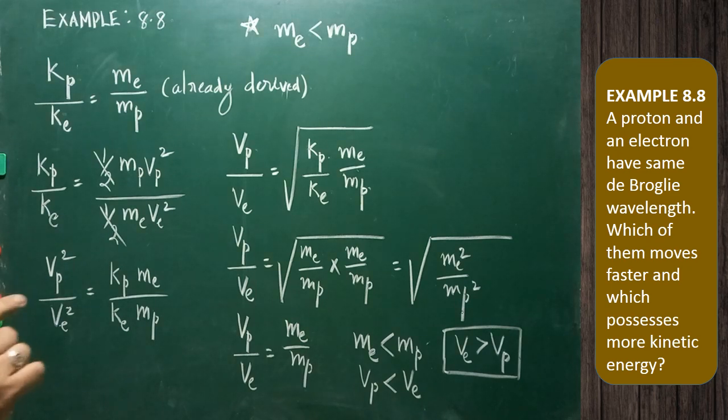Okay, so two things are compared here: one is kinetic energy and the other is velocity. In both cases, kinetic energy and velocity, the conclusion is that the kinetic energy and velocity of the electron are greater than those of the proton. That is the conclusion. Understood? Very interesting problem, very simple problem, may be asked in 3 marks also. Okay, thank you.